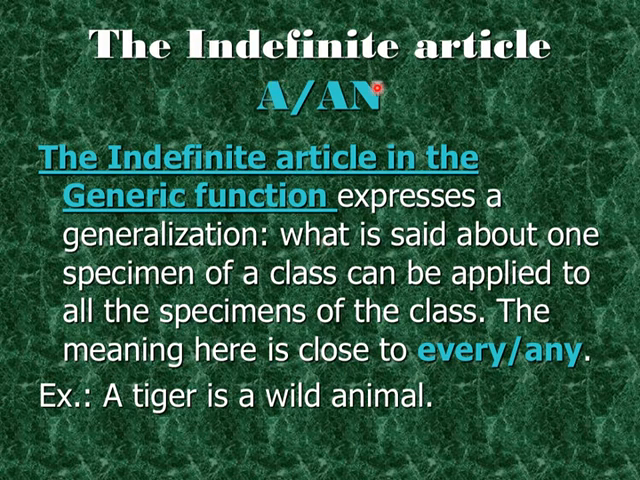The indefinite article in the generic function expresses a generalization. What is said about one specimen of a class can be applied to all the specimens of the class. The meaning here is close to every or any. For example, a tiger is a wild animal.